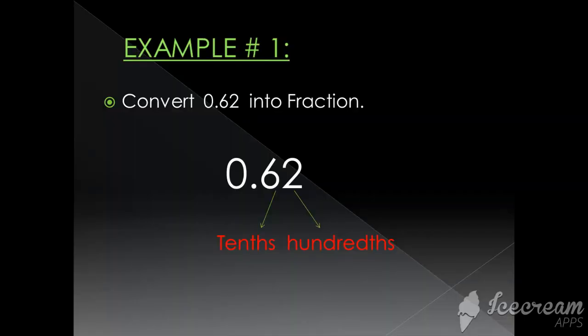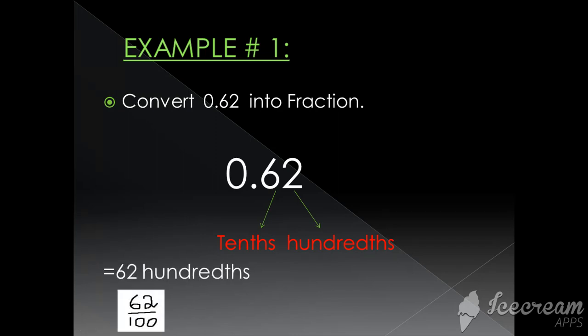Convert 0.62 into a fraction. As you guys know that 6 is tenths and 2 is hundredths, so it can be written as 62 hundredths, and in fraction form it can be written as 62 over 100. So as you guys know that it can be simplified, our final answer would be 31 over 50.